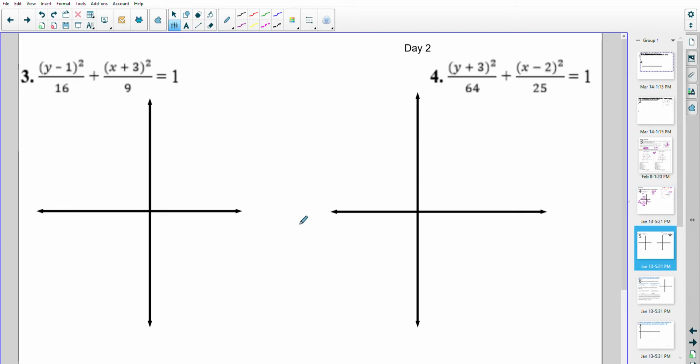Let's take a look at an example. Again, what I want to do is think about the information. My center is at -3, 1, and my A is the square root of the bigger number, which is 4, and my B is 3. And I'm going to make a note here that it's going up this way. So -3, 1 is here.